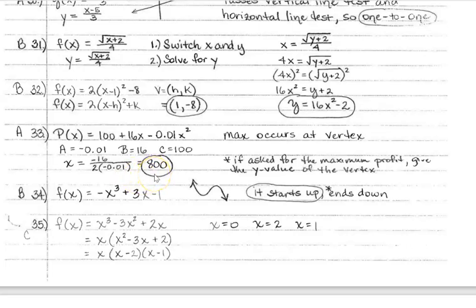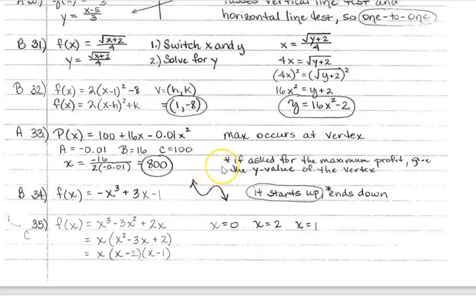So if they ask me how many units do I need to produce, that's my x value. If it says then what's the maximum profit going to be when I produce that number of things, then I would plug the 800 back in for x in this function to actually get my maximum profit.